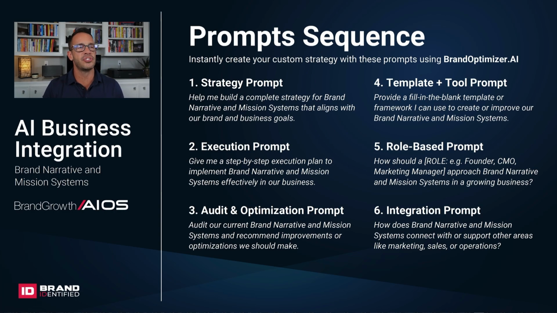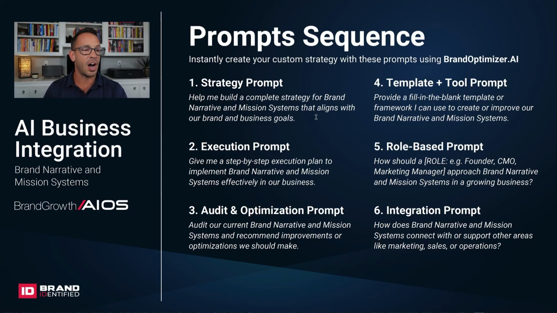So next we're moving into a 6-prompt AI sequence that I've provided for you to use in BrandOptimizer.ai. This is going to instantly create your custom strategy using these prompts. The first prompt is a strategy prompt: help me build a complete strategy for brand narrative and mission systems that aligns with our brand and our business goals. Prompt number 2 is our execution prompt: give me a step-by-step execution plan to implement brand narrative and mission systems effectively in our business.